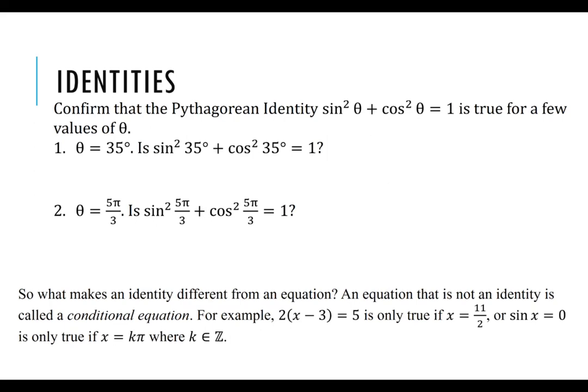And so, for example, let's say we had 2 times x minus 3 is equal to 5. The truth is, you could solve this via algebraic methods, and you would get that this is only true if x is equal to 11 halves. It's not true for all x values, it's only true for 1.